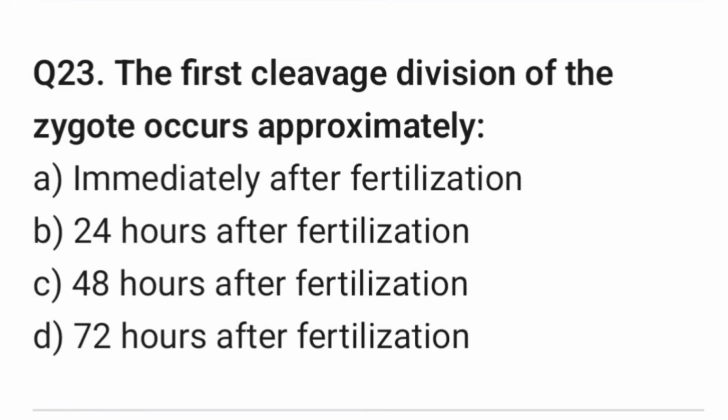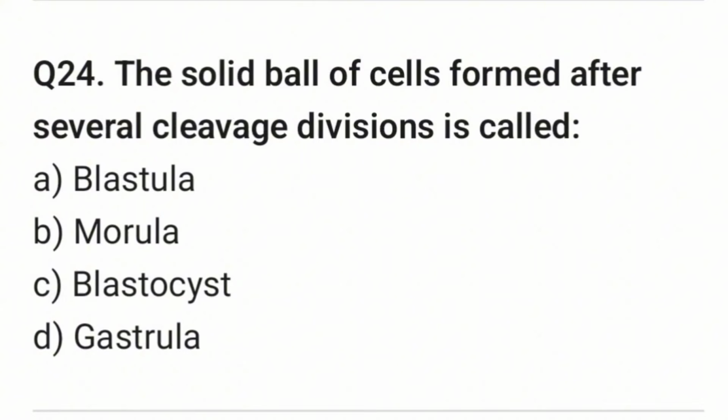Question 23. The first cleavage division of the zygote occurs approximately. Right answer is option B, 24 hours after fertilization. Question 24. The solid ball of cells formed after several cleavage divisions is called. Right answer is option B, morula.